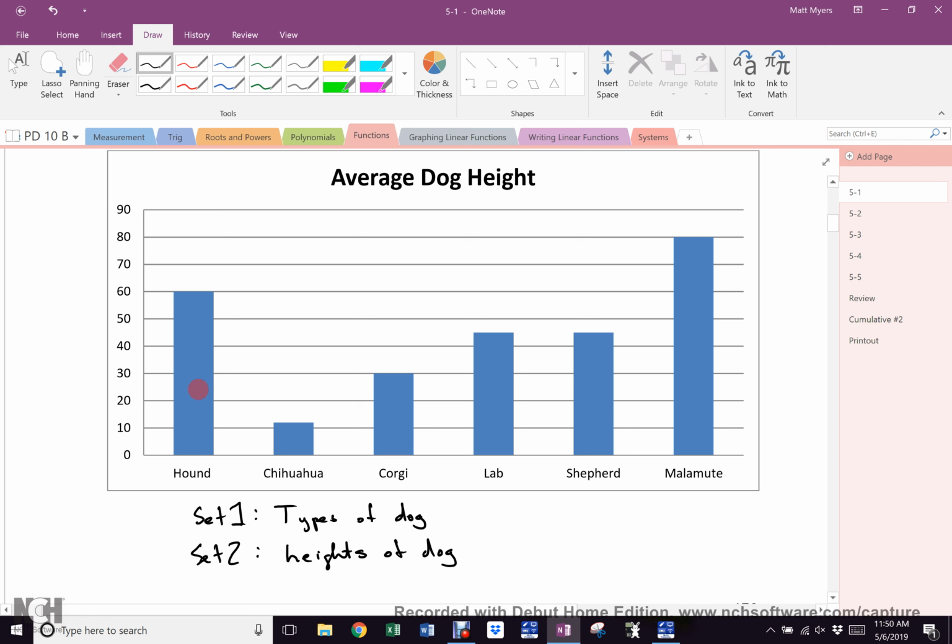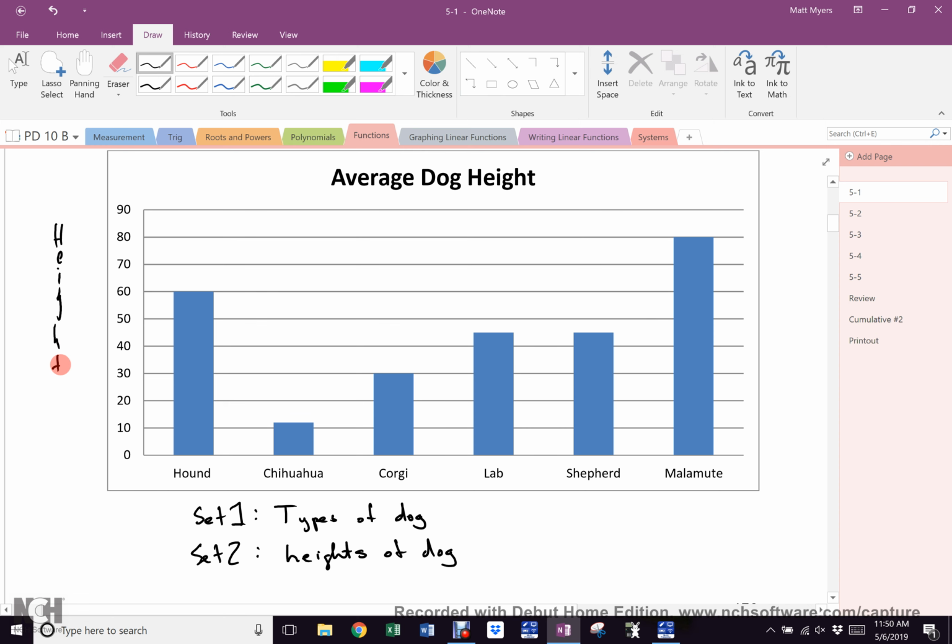The hound is how tall? 60 what? Exactly. This is a bad graph. I'm taking a moment to use this graph to show us stuff. What is wrong with this side? There's no units. And what else is wrong with this side? There's no title.